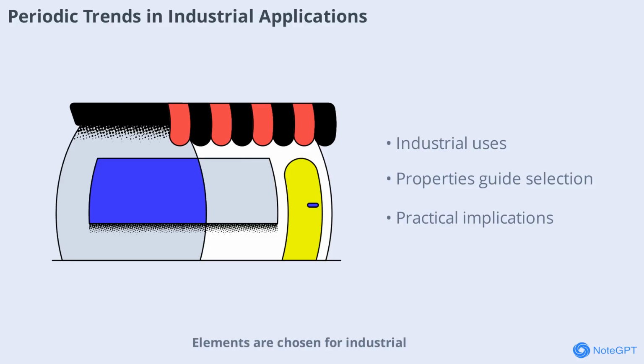Elements are chosen for industrial applications based on their periodic properties. For instance, aluminum is used for its light weight and resistance to corrosion, while copper is valued for its electrical conductivity. These choices are guided by a deep understanding of periodic trends and their practical implications.